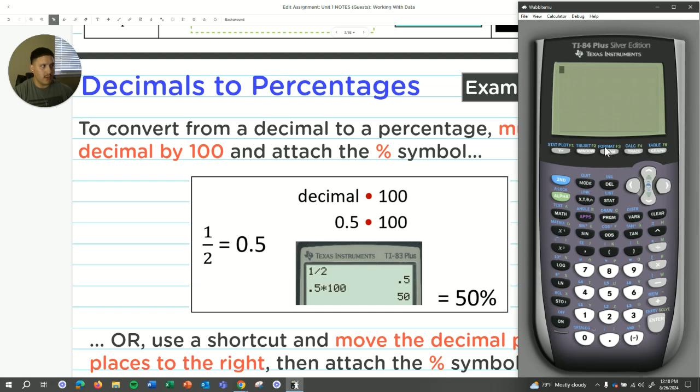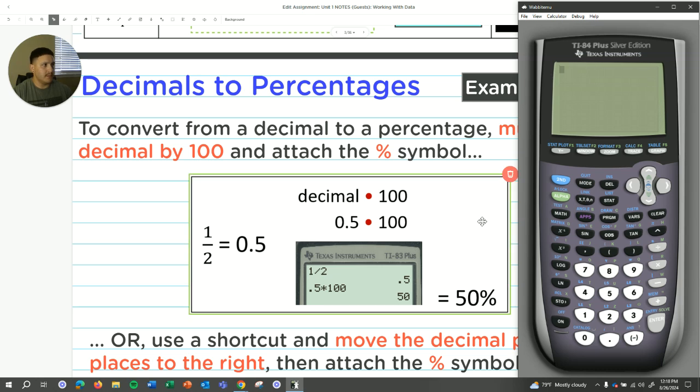So just to show you on the calculator how that looks, take 0.5 or 0.50, whatever you want to call it, multiply by 100, and you will get the percentage conversion, which in this case is 50%.